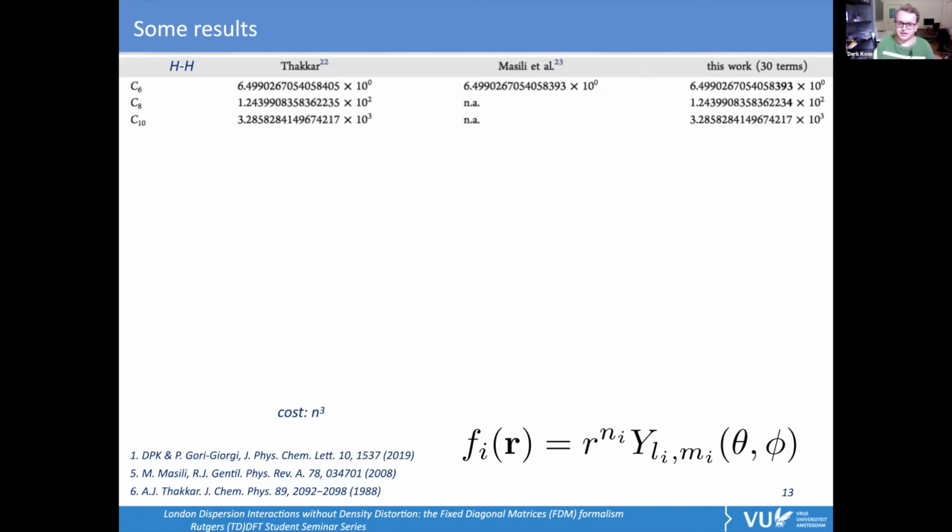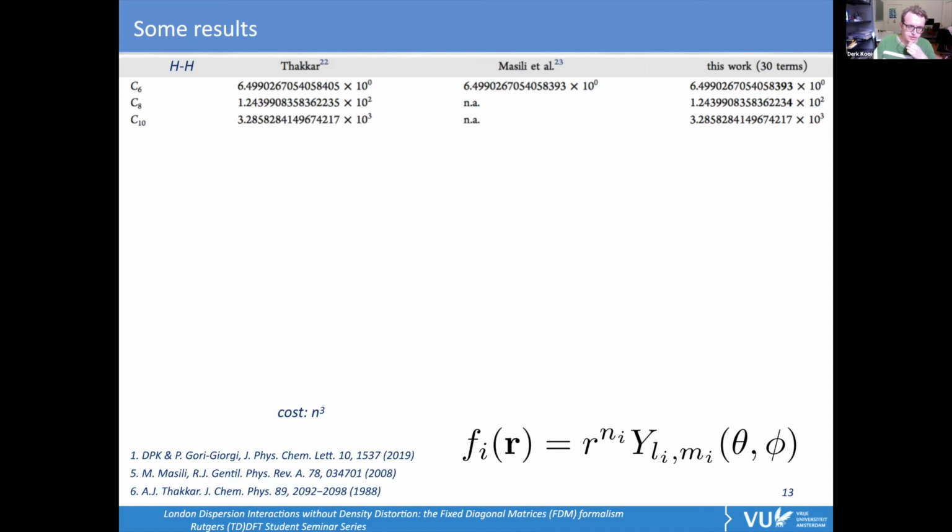So for C10, it's completely correct. Then there's one digit which is wrong for C8. Then for C6, we had a little larger discrepancy, but it turned out that the result of Tang was not as accurate, and the result of Mitroy was slightly more accurate.